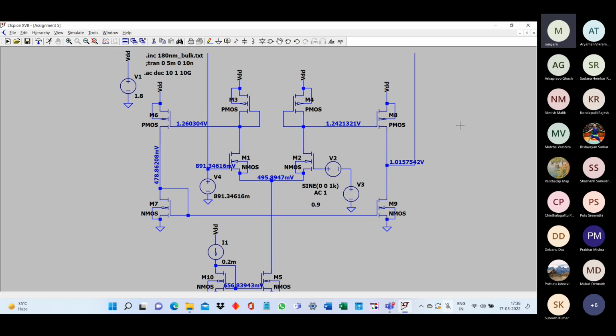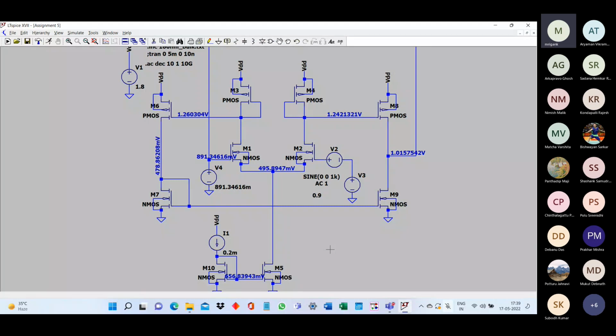That means M6 and M8 were sized to have double the current compared to M3 and M4. Likewise, M7 and M9 will also be sized to carry double the current. That will be ensured, because whatever current is mirrored in M6, the same flows in M7, and M7 and M9 have the same ratio. Therefore, the same current will come in M9. So from the DC point of view, initially we had twice the DC current in M6 and M8 as compared to the DC current in M3 and M4.